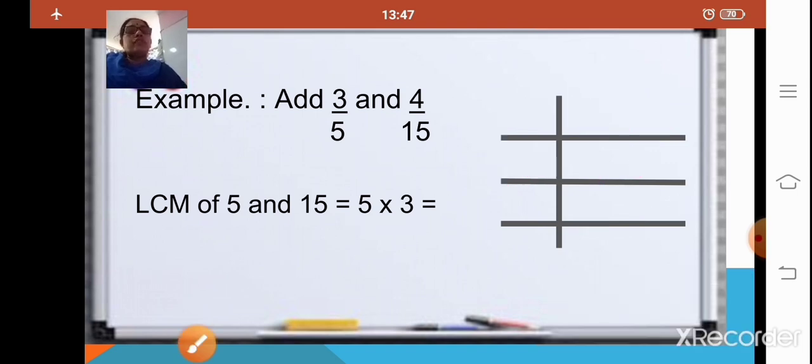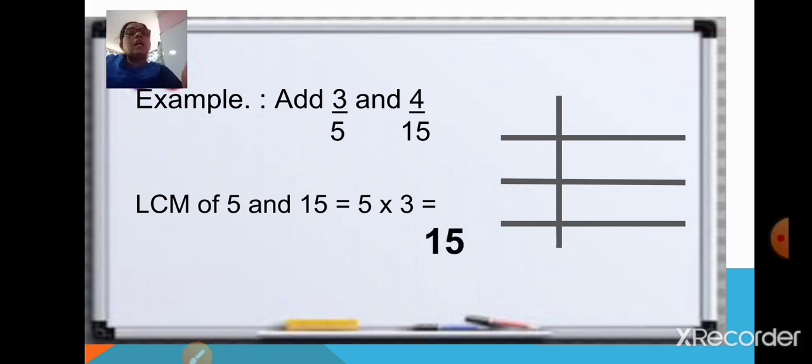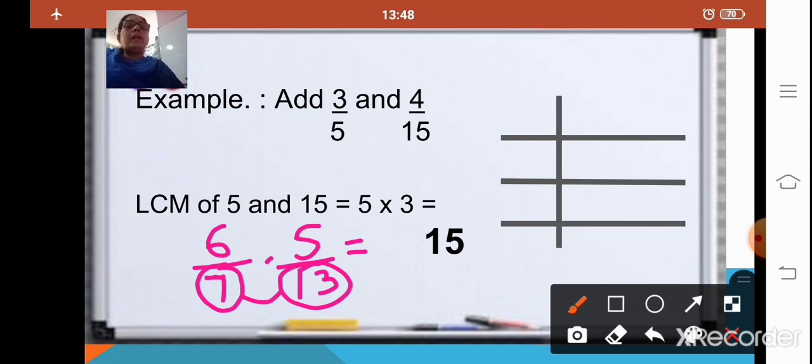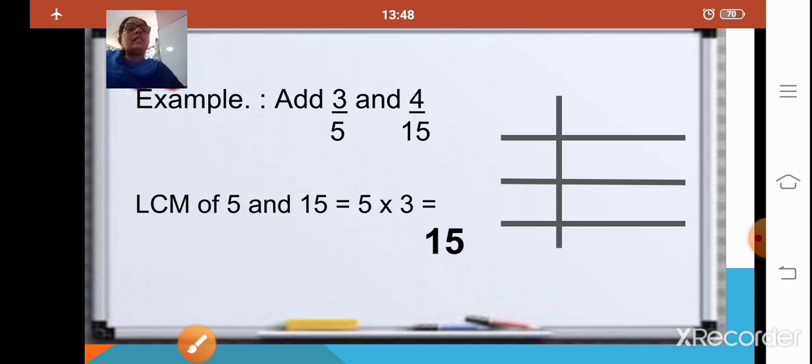So the LCM of 5 and 15 is 5 3s are, that is equal to 15. Now suppose you have fractions 6 upon 7 and 5 upon 13. Here you can directly write the LCM as the product of these two numbers. When you have fractions with the denominators as prime numbers, you can directly multiply these two numbers, that is 13 and 7. So your LCM will be 91. So when the denominators are prime numbers, you can directly write the LCM as the product of the two numbers.